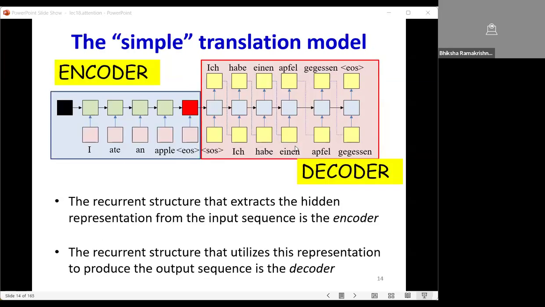Now, there are a couple of problems with this simple framework. There's a problem on the encoder side, and there's a problem on the decoder side. Before I just spill the beans, I'd like to give you guys a chance to take a guess at what the problems might be. Anybody want to take a guess?